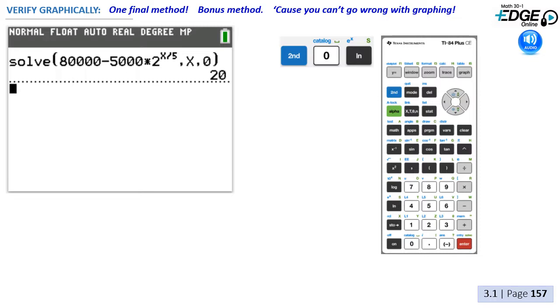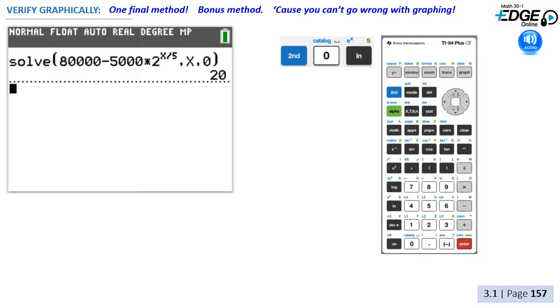The first is an expression equal to 0. That usually means that you take the left side of the equation and subtract the right side of the equation. Here we show 80,000 minus 5,000 times 2 to the x over 5. Then you press the comma button. The comma button is found above the number 7. You then input x, telling the calculator, I'd like you to solve for the variable x.